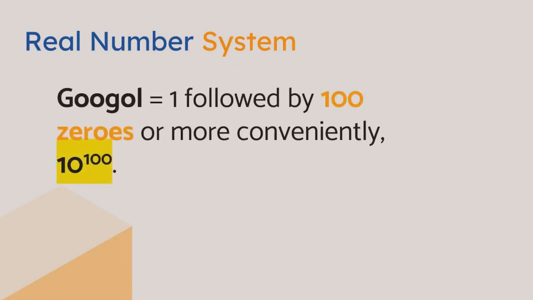Now, a Google is 1 followed by 100 zeros, or more conveniently, since writing 1 followed by 100 zeros demands a lot of space. Imagine if you're calculating and you need to repeat the same line many times, and you're going to write a Google. That will be a lot of trouble. So to simplify the notation, we can write it as 10 raised to 100.